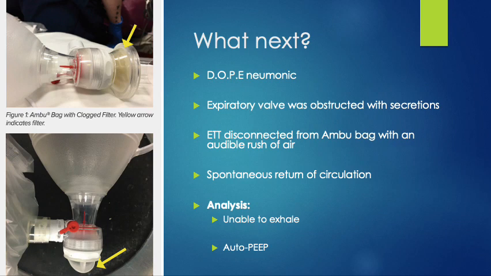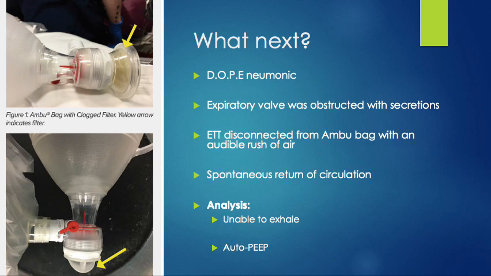So thinking through our DOPE mnemonic, was the tube displaced? We don't really think so, right? You look at your patient, you're transporting them, a lot can happen, tubes can migrate, but the tube hadn't migrated. Is there an obstruction or is there equipment failure? Here you can see in the image to the left that the expiratory valve was actually obstructed with secretions. This caused inadequate exhalation time, which is going to contribute to auto-PEEP.